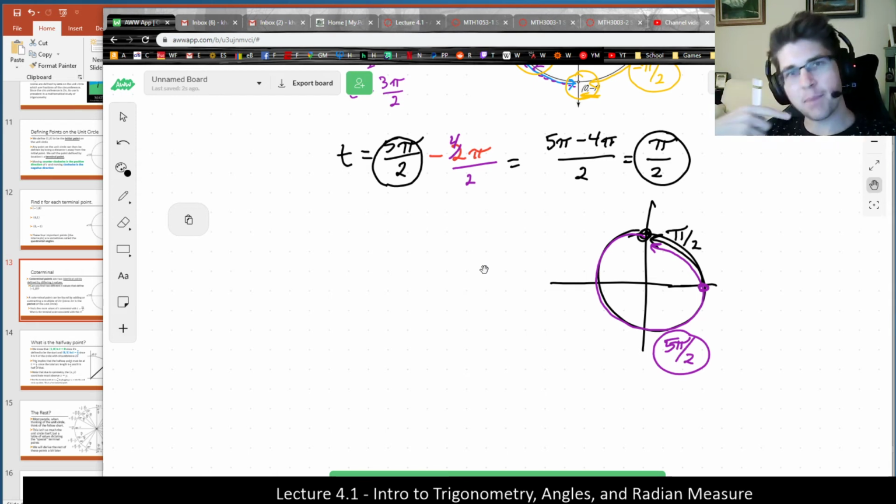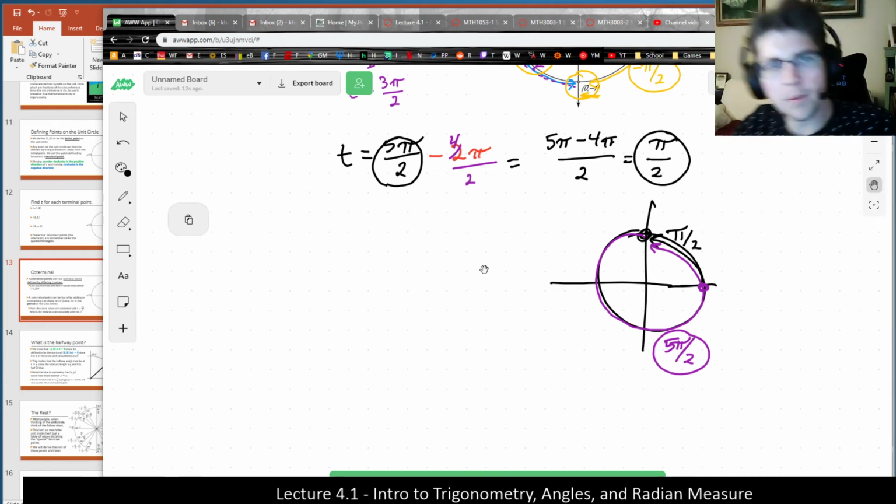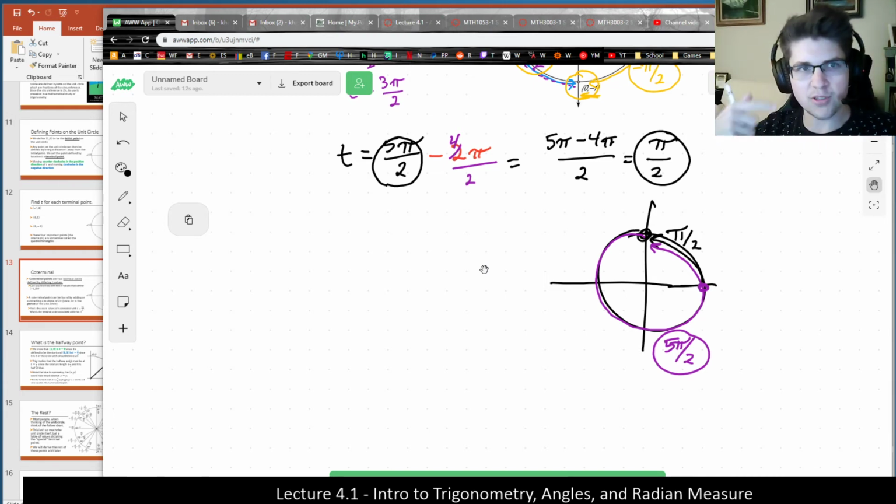This is the idea of periodic phenomena that I talked about in the intro. Periodic phenomena are often modeled by trigonometric functions because, like going around a circle, it's going to repeat itself. Those terminal points will repeat every 2 pi, which is often referred to as the period of the unit circle, or the period of generic trigonometric functions, because that's what makes a full circle.